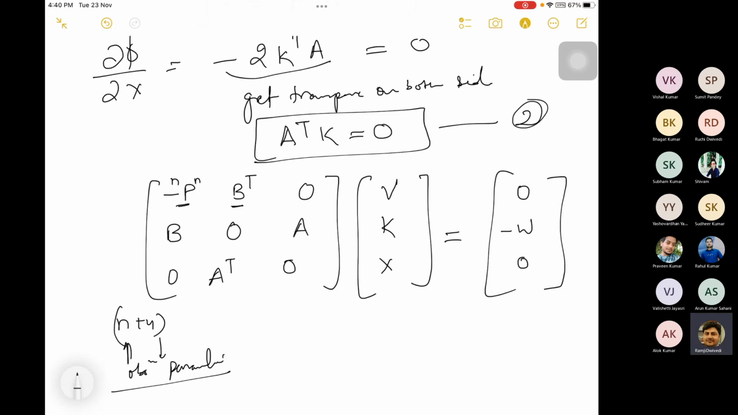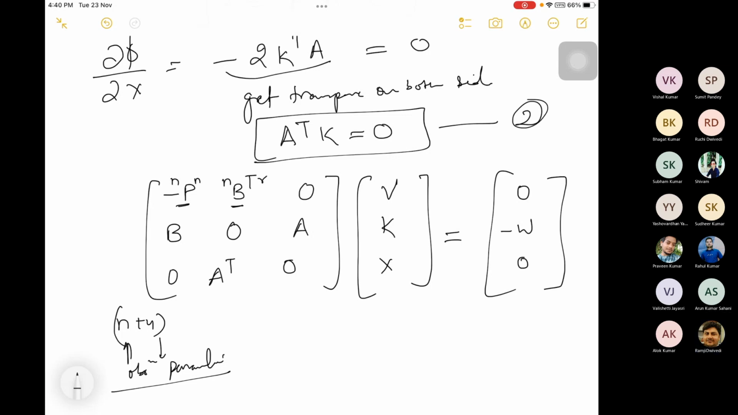P transpose is there. So initially B would be R cross N. Why? Because you have to take partial derivatives with all possible observations. So if you have N equations, N functions, or R functions, you will write the R functions and differentiate them with respect to all N's. So this B transpose would become N cross R, because B is R cross N.